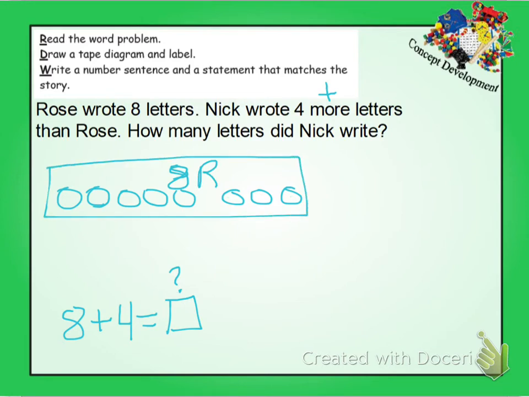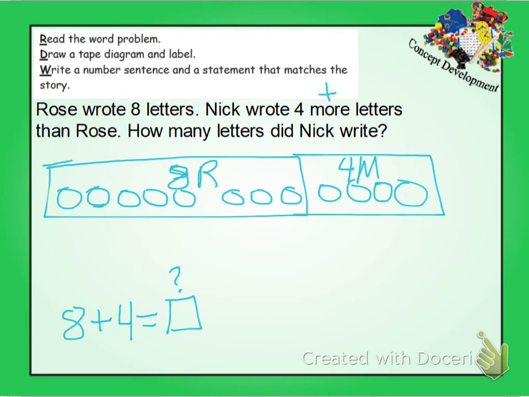And we know that Nick wrote 4 more letters than Rose. So this is Rose's 8. We have to now draw the 4 more that Nick had. So Nick had these 8 that Rose had plus 4 more. So 1, 2, 3, 4. This is the 4 more that Nick had. So that means Nick had Rose's 8, so he did 8 plus 4 more. So we have to figure out what is 8 plus 4. This is Nick's letters that he wrote.